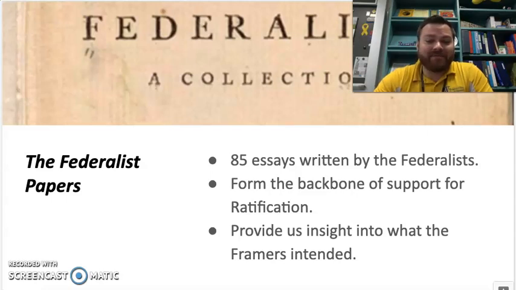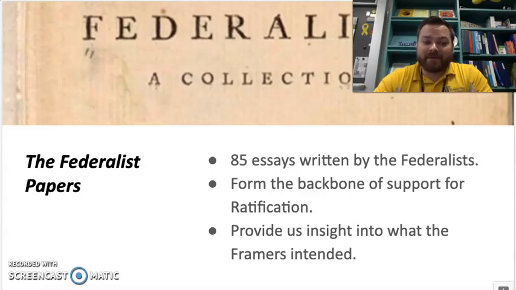So there end up being 85 essays. Each one is about a different aspect of the Constitution, and typically it's addressing a specific complaint that enemies of the Constitution have put forward, saying that the Constitution is too powerful, the Constitution is too broad, the Constitution doesn't have enough specific limits in it. And so there are Federalist Papers that basically try to answer each one of these questions.